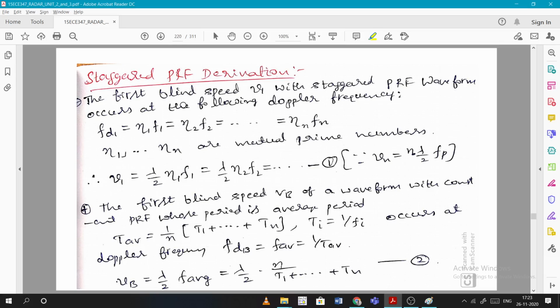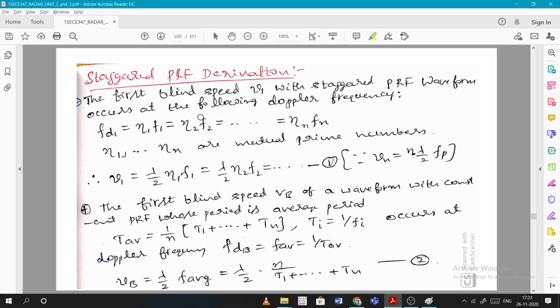So here the first blind speed V1 with the staggered PRF waveform occurs at the following Doppler frequency. Doppler frequency FD1 can occur at N1 F1, N2 F2, N3 F3, up to Nn Fn, all of which should be the same. So that product value is FD1. Okay, N1 and N2 are mutually prime numbers.